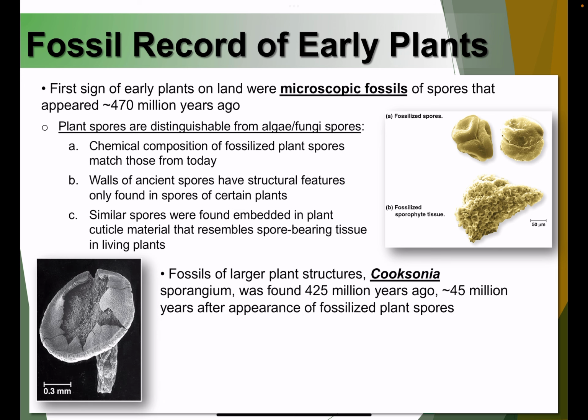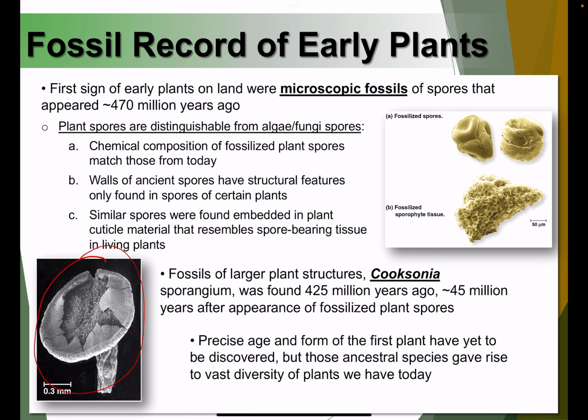And fossils of larger plant structures called Cooksonia, right here, it's actually a sporangium. It was found about 425 million years ago, which is about 45 million years after the appearance of fossilized plant spores. Again, it makes sense. First, we have these fossilized little plant spores around, and then we have the sporangium that evolved later to have many, many spores and allows it to disperse into the wind, like we were talking about earlier.